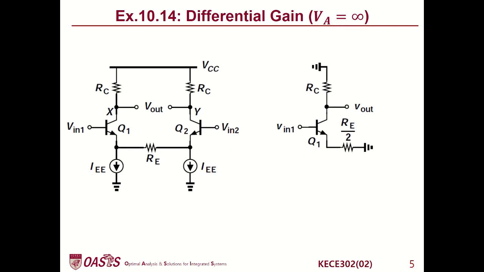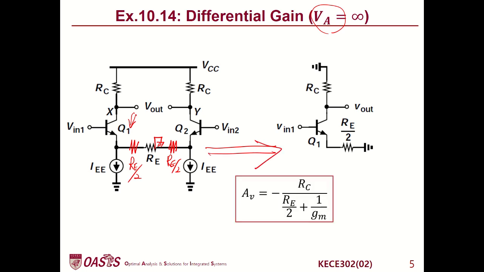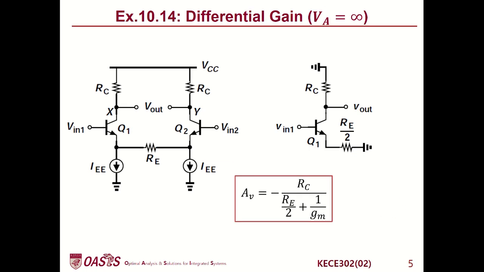In this example, we neglect only the Early effect, which means that we just neglect output impedance from this side. Then if you make a half circuit, you have to cut it into two components, which are RE divided by 2 and RE divided by 2, and the center will be connected to virtual ground. By converting this circuit into a half circuit, the gain is pretty simple, such as RC divided by, from this side, RE divided by 2 plus 1 over GM1.